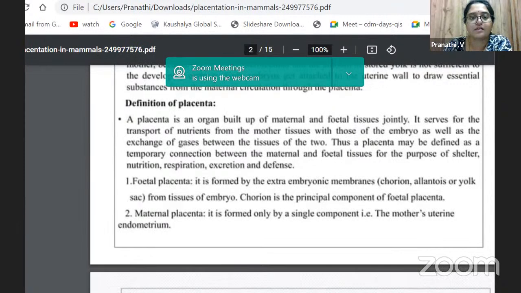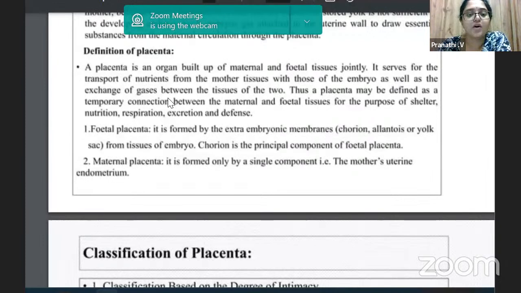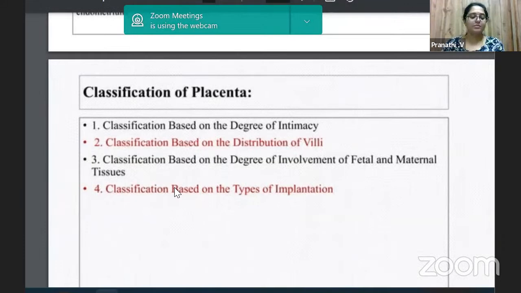So yes, the placenta is an organ built up of maternal and fetal tissues. The fetal placenta has extraembryonic membranes, that is chorion, allantois or yolk sac, from the tissues of the embryo. The maternal part has only the mother's uterine endometrium. So you can classify the different types of placenta based on the degree of intimacy that is present.